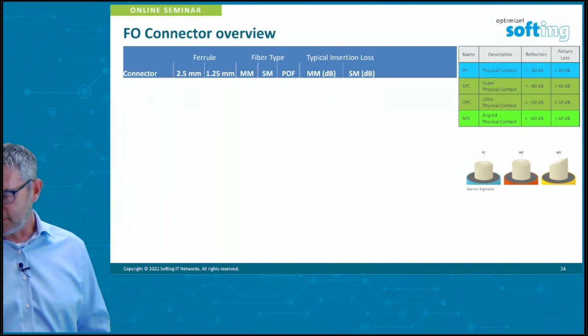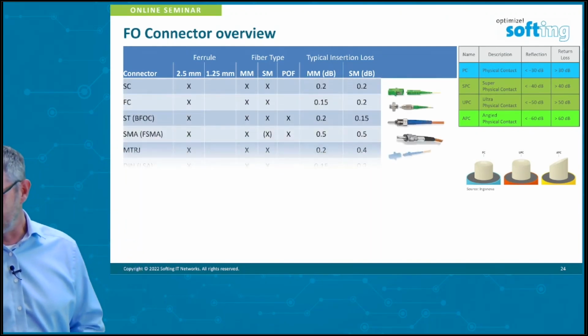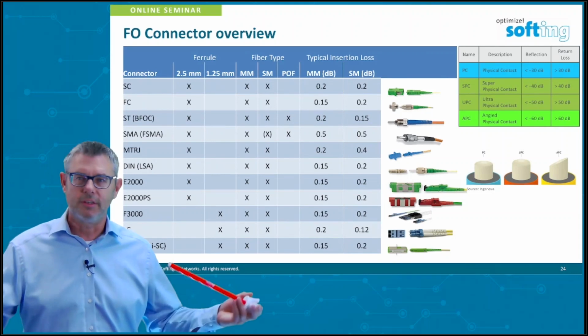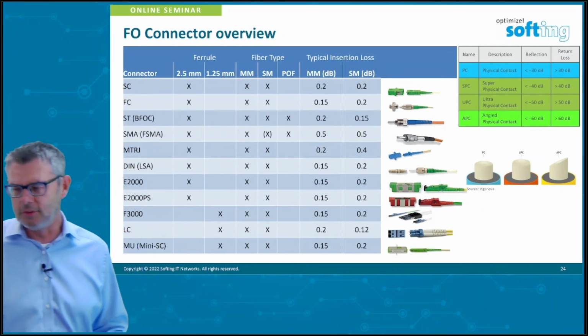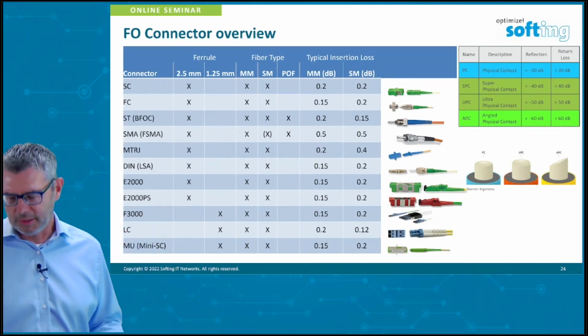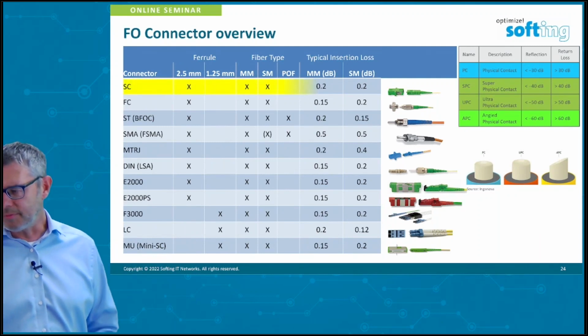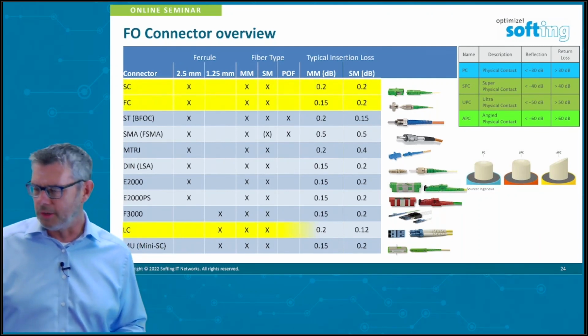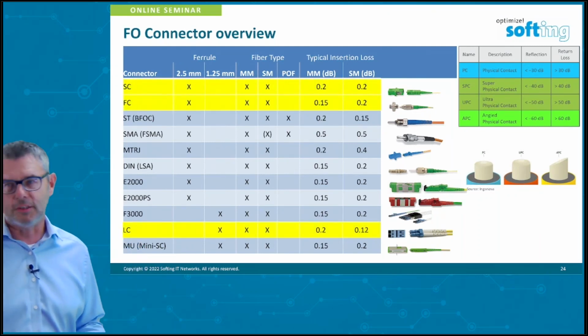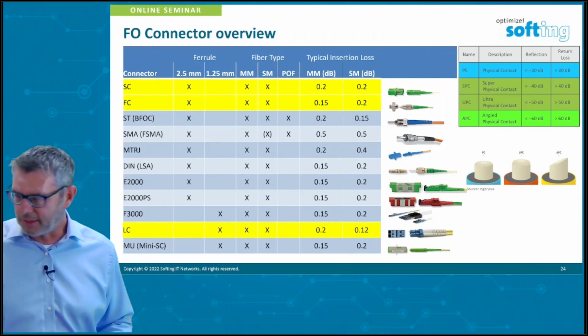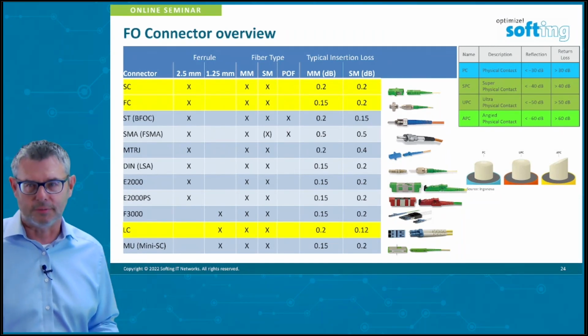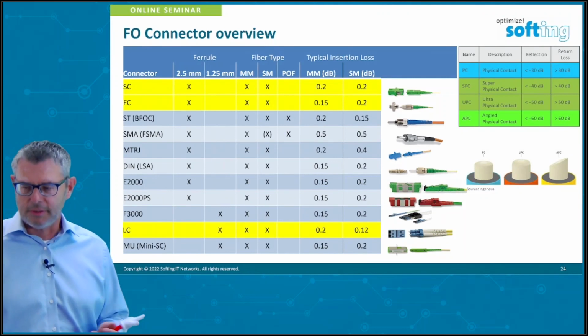Okay, let's look at the different shapes and housings of these connectors. You see here a long list of typical connectors used in our environment. I think the most dominant ones are these three highlighted now: the SC connector, the FC connector, and the LC connector. Okay, that's all about this.